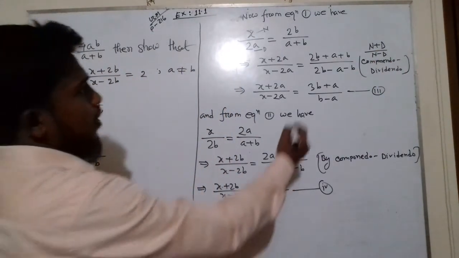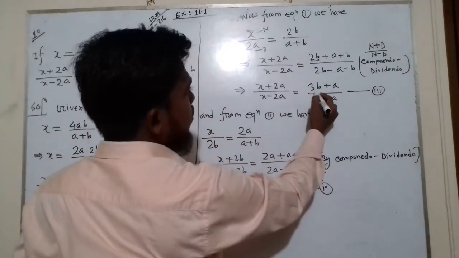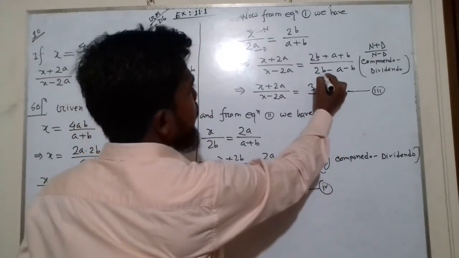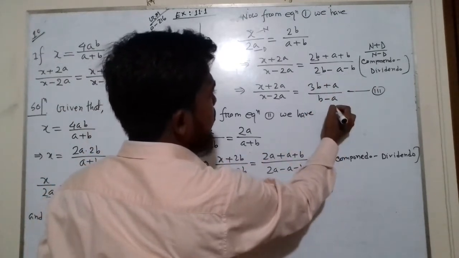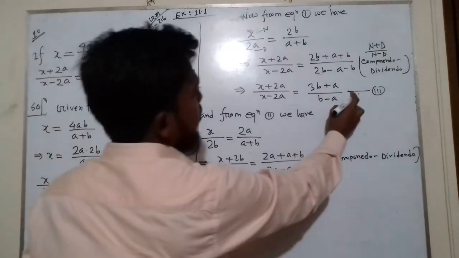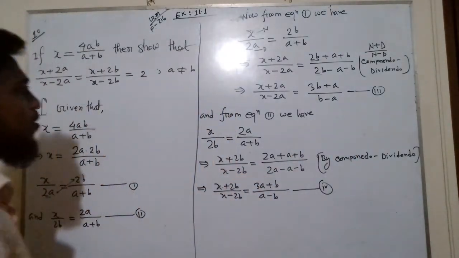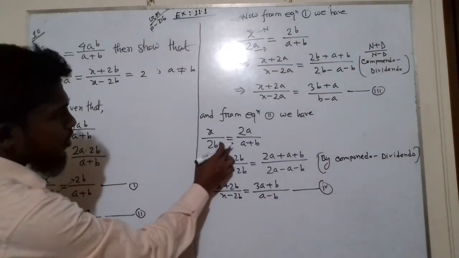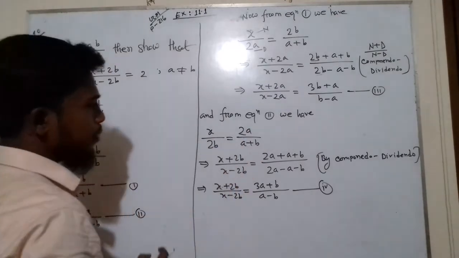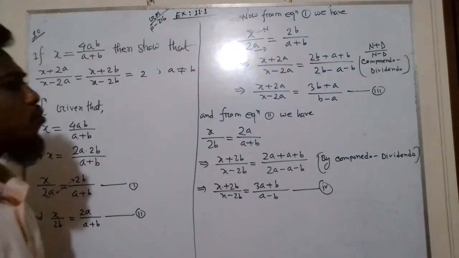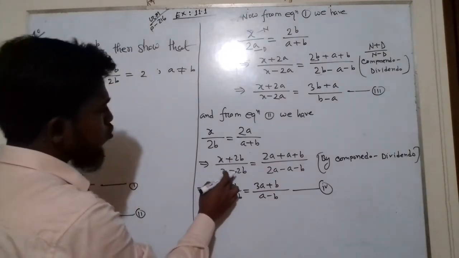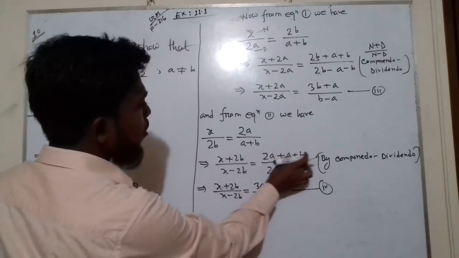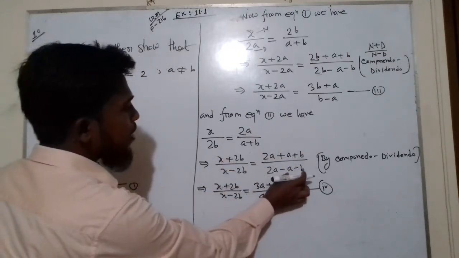Here 2b and b, this is (3b + a)/b − b = b − a. Now taking equation number 3, and again from equation 2 we have x/2b = 2a/(a + b). Now by componendo and dividendo we have (x + 2b)/(x − 2b) = (2a + b)/..., numerator plus denominator divided by numerator minus denominator.